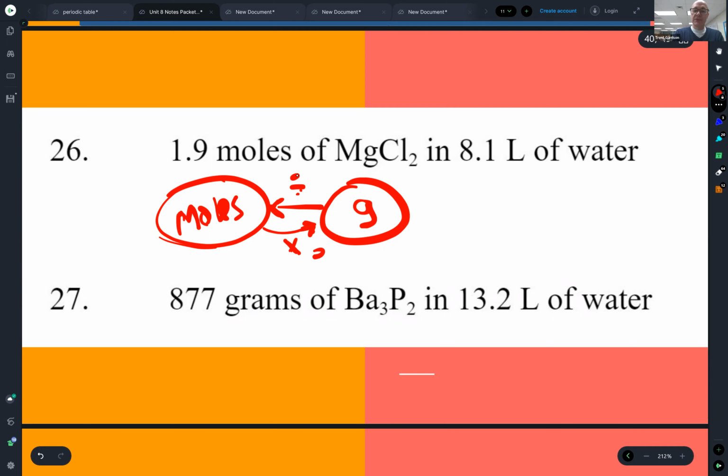The weight off the periodic table. So let's do this for MgCl2.